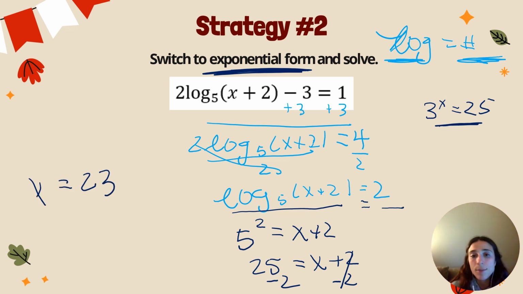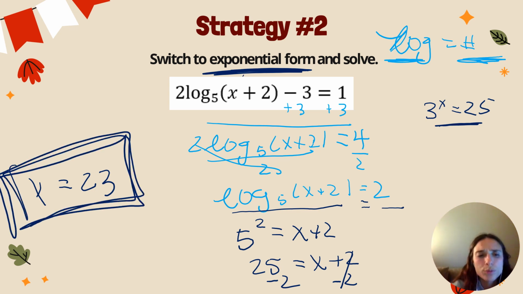I get my answer, and I still have to check. So you're going to use your calculator to help you. I'm going to plug in 23, and yes, it should work. If you need help checking, you can ask. But that's the second type of problem. So type 1, log equals log: set the insides equal to each other. Type 2, log equals number: change it to exponential.